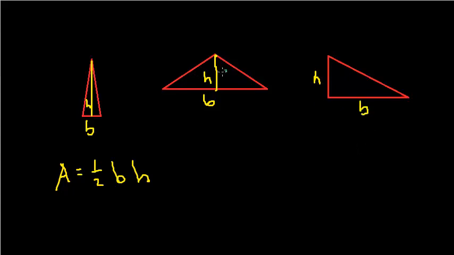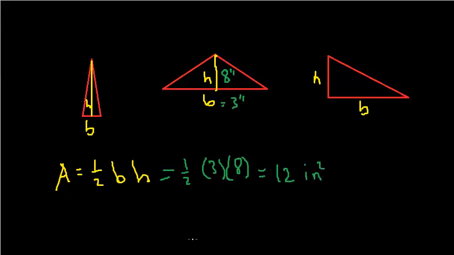So, if I have a height of 8 inches and a base of 3 inches, I can find the area of this triangle by plugging it into our formula. I have 1/2 times the base of 3 times my height of 8, and 1/2 times 3 times 8 gives me 12, and then my units are inches squared. So that is the area of a triangle.